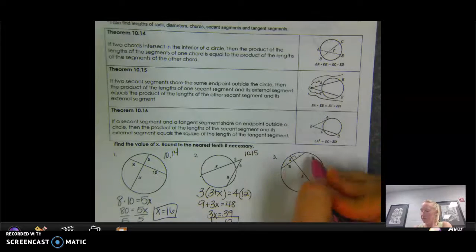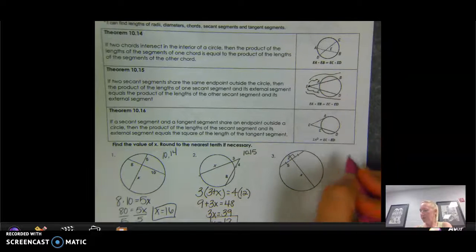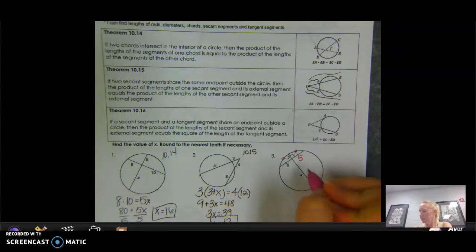All right, so this one looks a little different, but it's back up to 10.14. So why don't you pause me and see if you can try that one and figure it out on your own. So this one is saying, okay, this piece is congruent to this piece. That would also make this arc congruent to this arc. We learned that in a previous section.